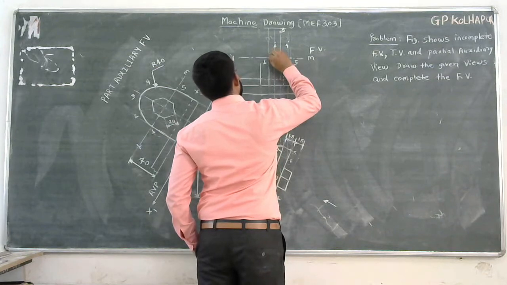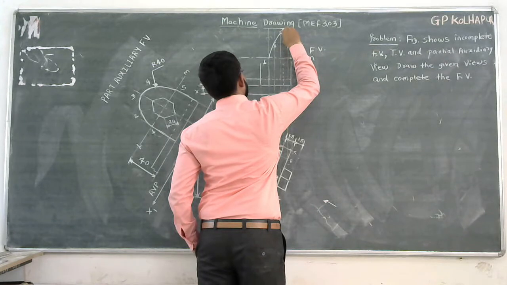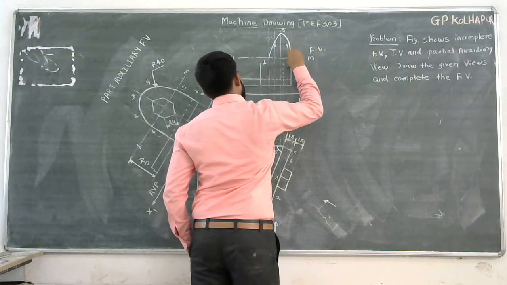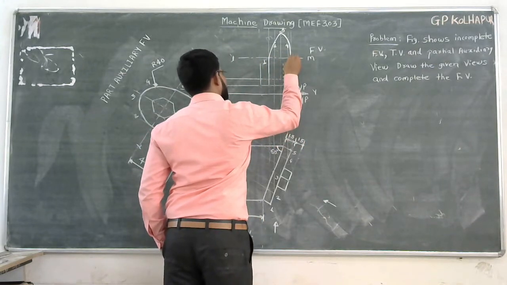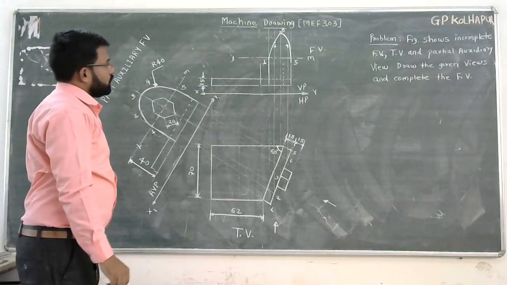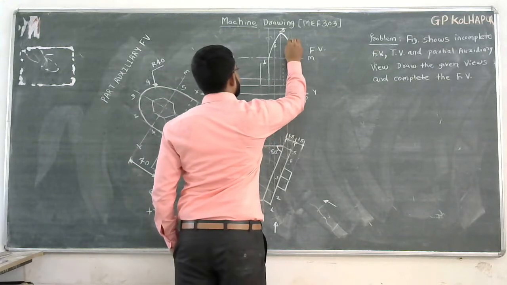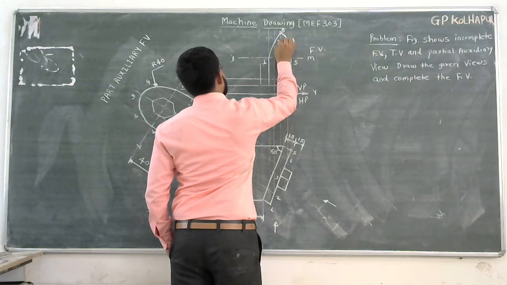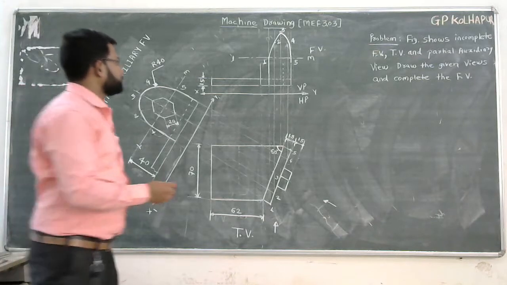So join all these 5 points with smooth curve. You will get this curve. So these are the points. I will name the points here. This is point 4, and this is point 2, this is point 3. So I will mark all the 5 points.